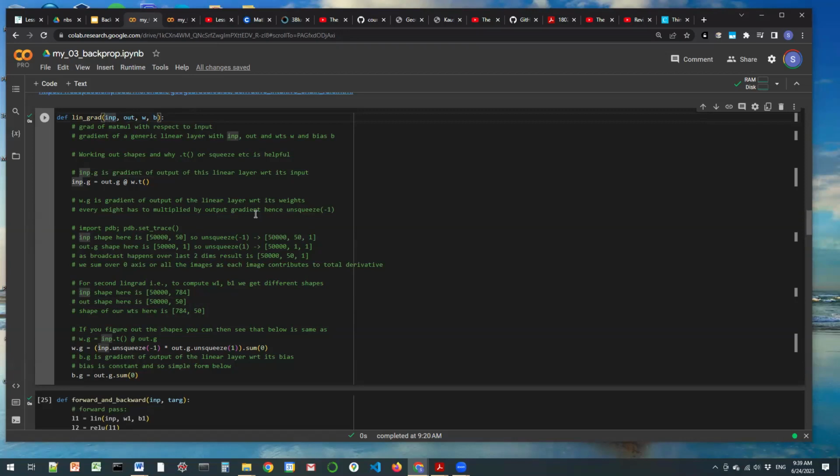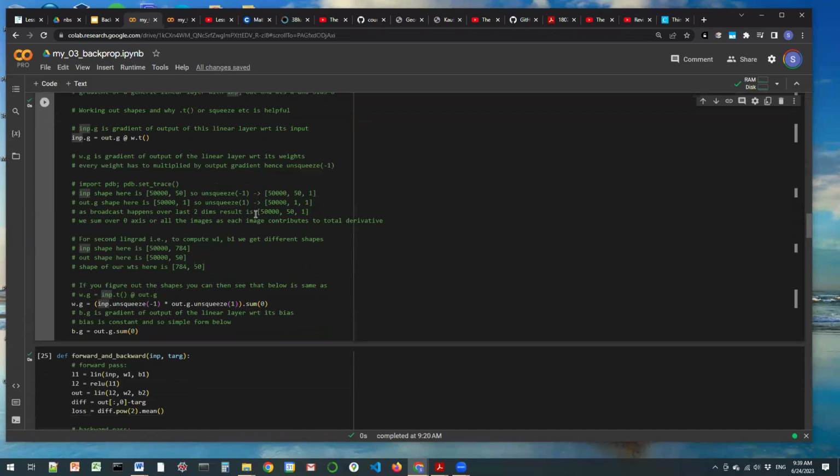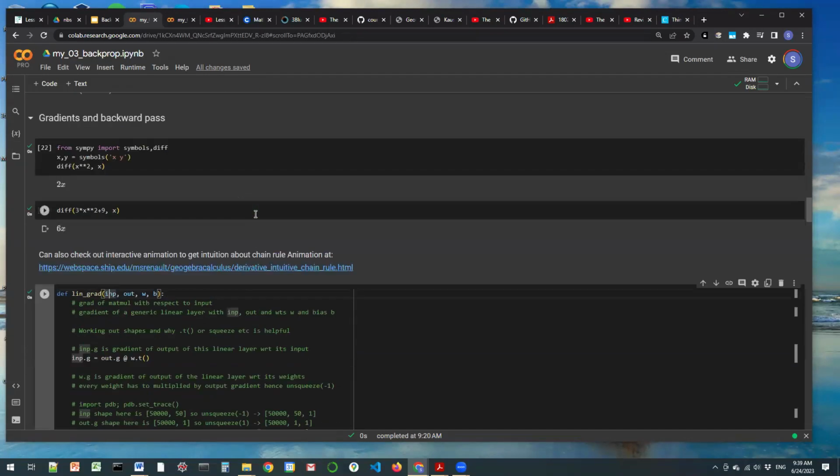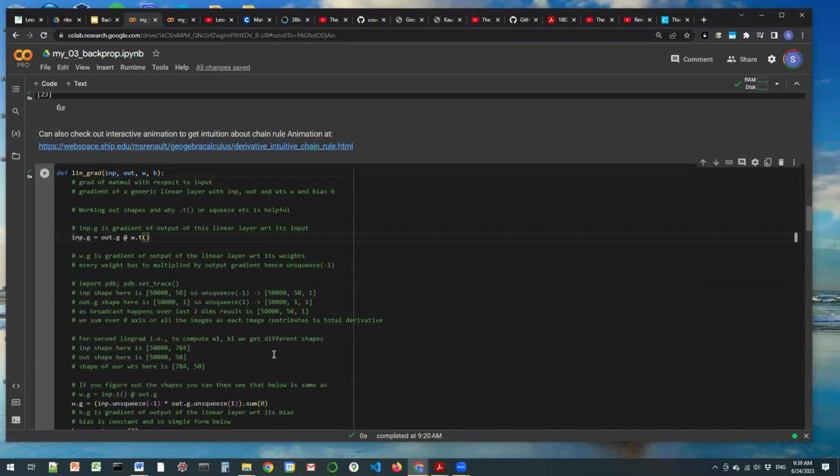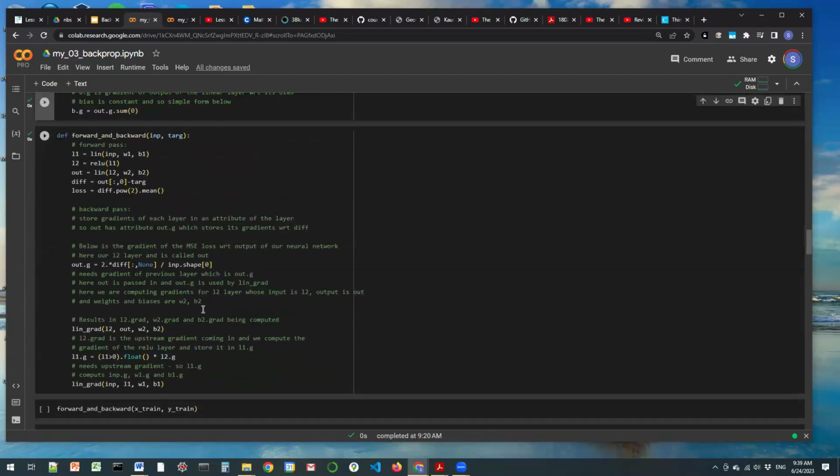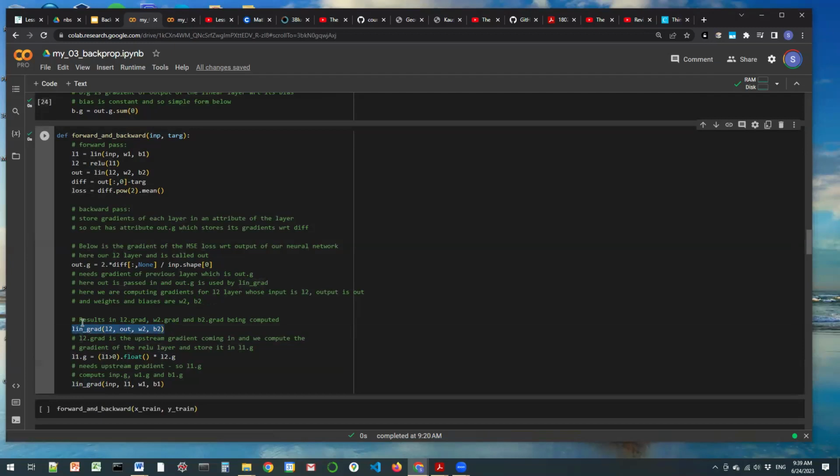A lot to get through. I think the best approach is spending a lot of time with the notebook, working through its various shapes and so on. I ran these two cells. As I mentioned, once we go through this particular line of code that I've highlighted, it helps us compute L2.g, W2.g, and B2.g, since we already have out.g.